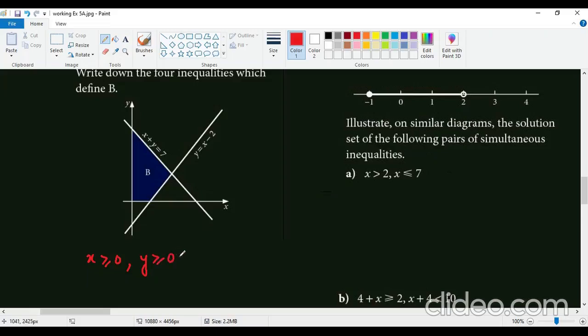This side, this is 0. This is a 0 line, and this is also a 0 line for X, and this is for Y. So all the values greater than X and greater than Y, both are shaded. So these are two inequalities.